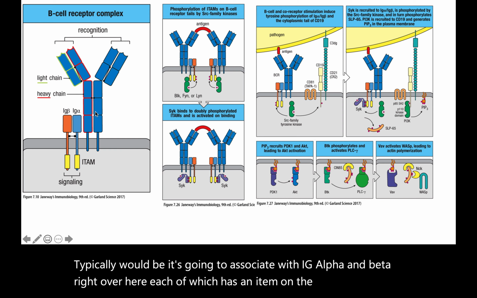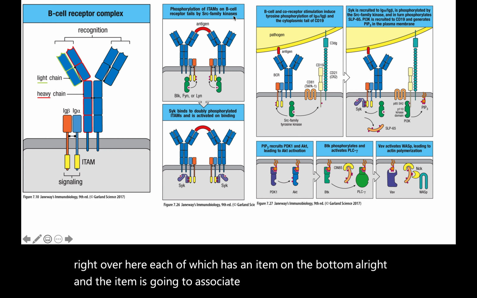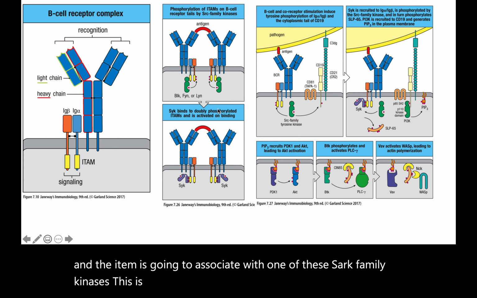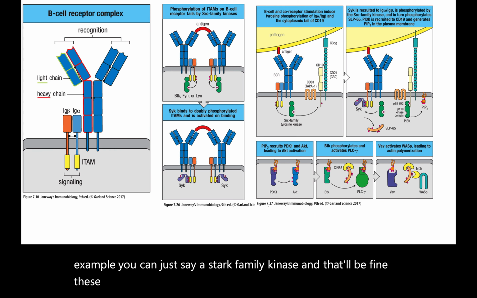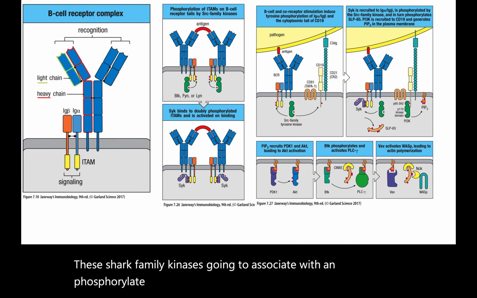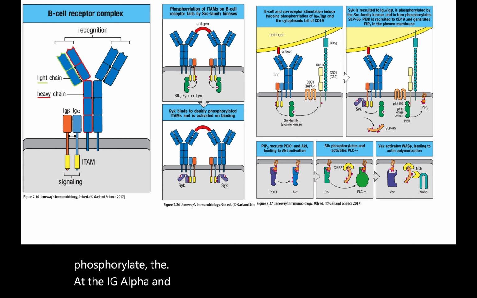All right, and the ITAM is going to associate with one of these Src family kinases. This is three examples. You don't need to give the example. You can just say a Src family kinase, and that'll be fine. The Src family kinase is going to associate with and phosphorylate the Ig alpha and Ig beta, basically.